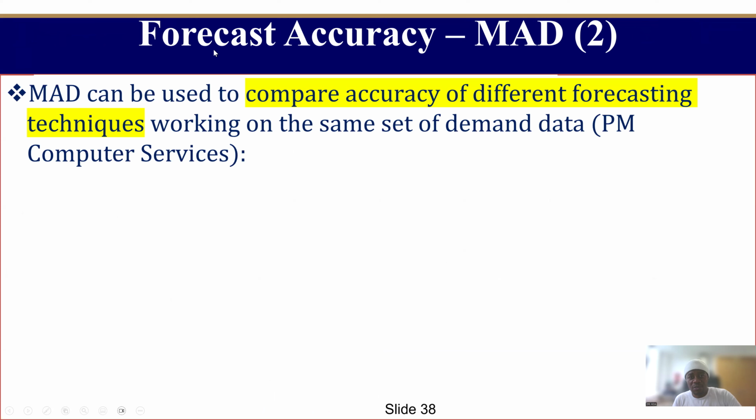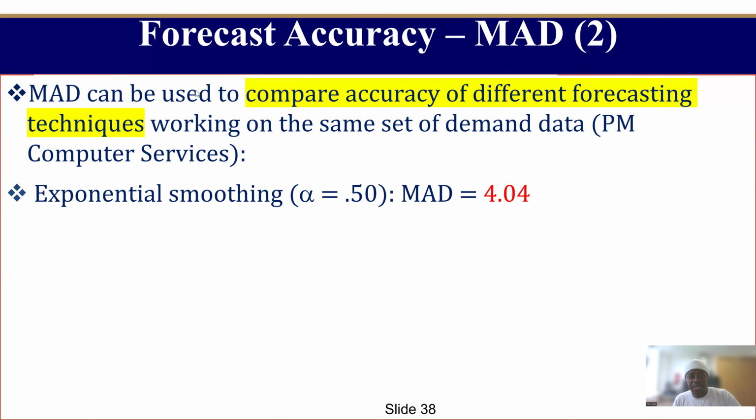So this is the mean absolute deviation. We can use the mean absolute deviation to compare different forecasting techniques, which is what I'm about to do. I am doing it for alpha equals 0.5. The one I just did was alpha equals 0.3. I'm going to do alpha equals 0.5, and I've done it already.